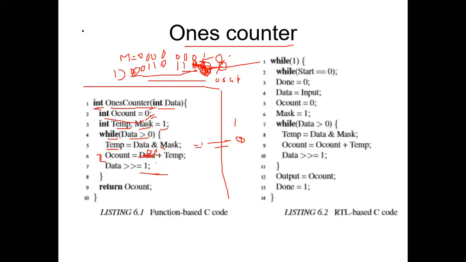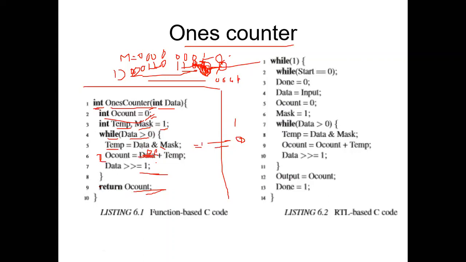This will be repeated till the data becomes 0. In the next loops the output count becomes 3, then 4, then 5, so you will get 5 as the output. As the loop continues, finally the data becomes 0. Till the data becomes 0 this loop will be executed, and finally you get the output count. Our input had 5 ones, so the final output count will be 5, which is the number of ones in the data.